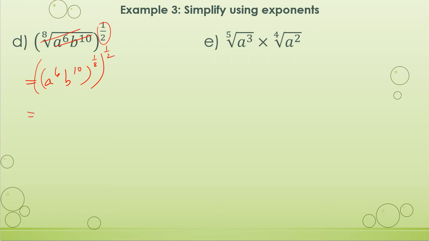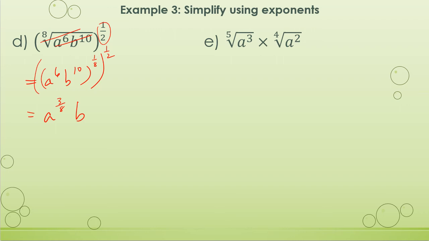Power, power, power. You just multiply all your exponents. So a, now 6 times 1/8 times 1/2. You could use your calculator if you want, if you know how to use your fraction button. So 6 times 1/8 times 1/2, you get 3/8. Or if you don't know how to use your fraction button, 6 times 1 times 1 is 6, 8 times 2 is 16, it'd be 6 over 16, then you'd have to reduce that to 3 over 8.